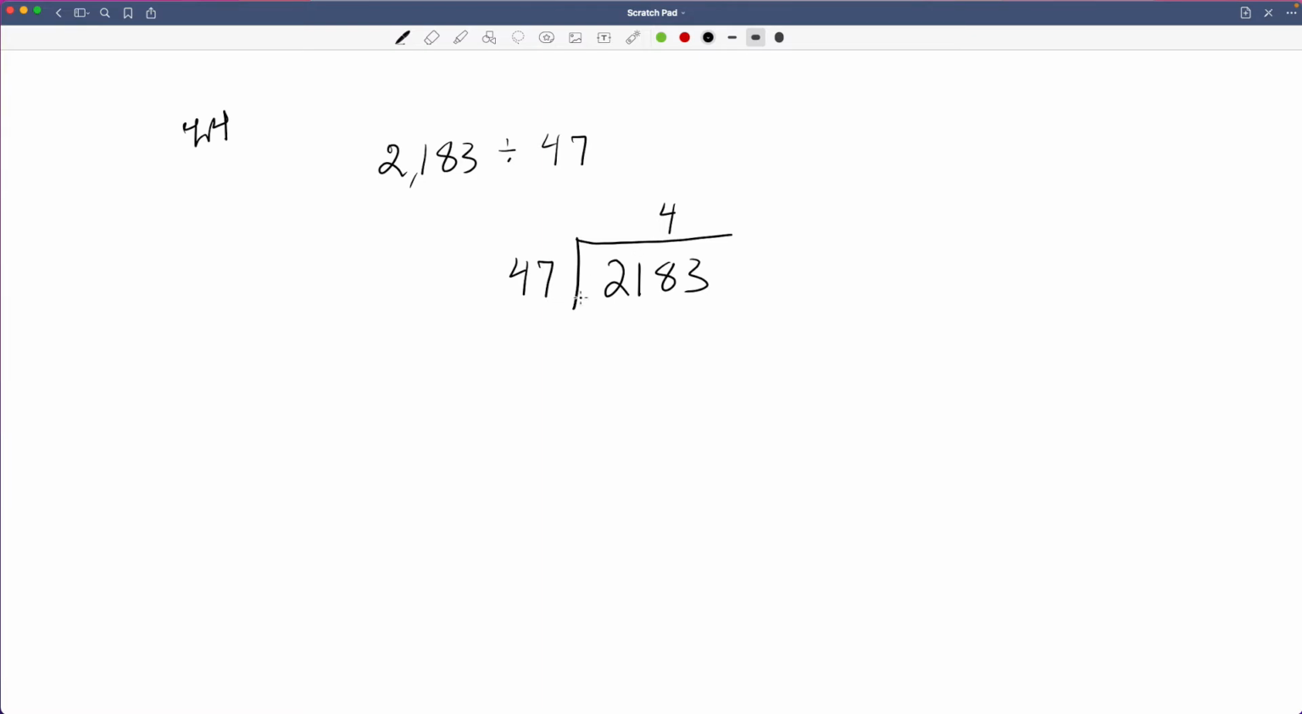4 times 7 is 28. So 8, carry the 2. 4 times 4 is 16, 17, 18. So I'm going to write the 18 here. All right, now let me subtract. And as long as I have less than 47, then this number is big enough. So 8 minus 8 is 0. And I'm going to have to borrow to make this 11. And this will be 1. 11 minus 8 is 3. And 1 minus 1 is 0. So 30 is less than 47. So this is the right number here.